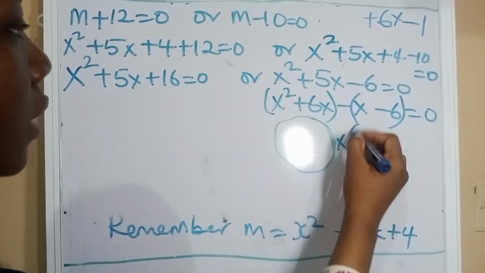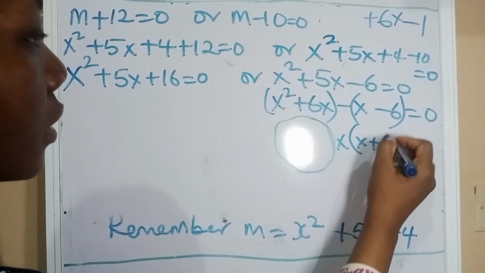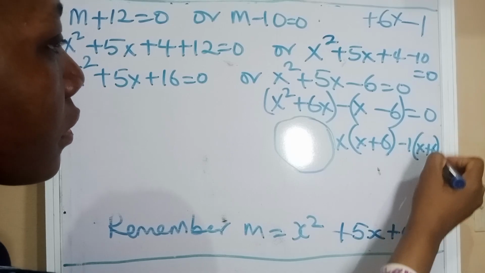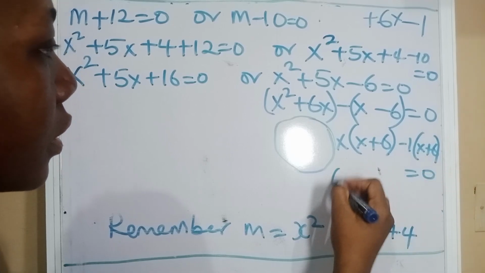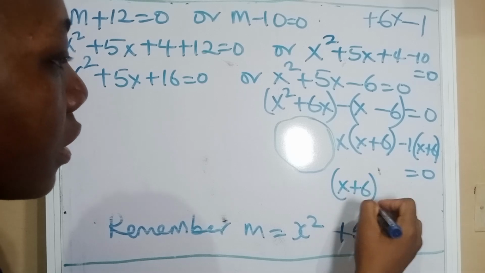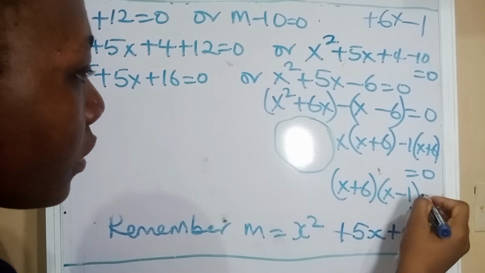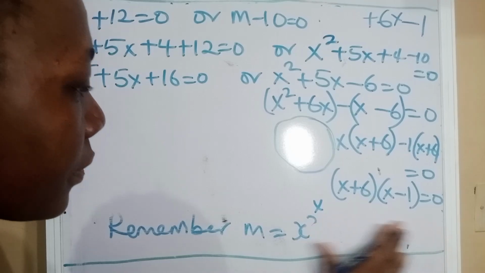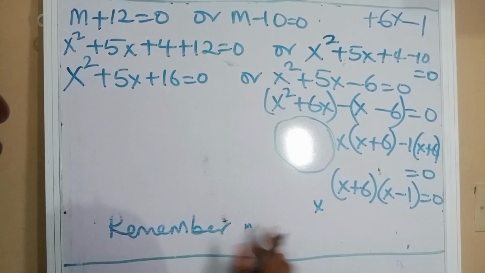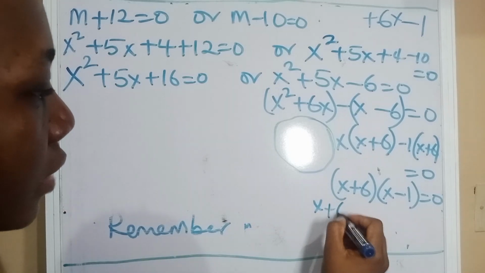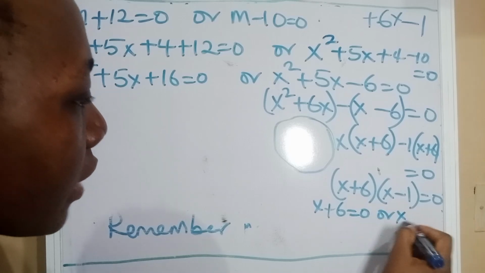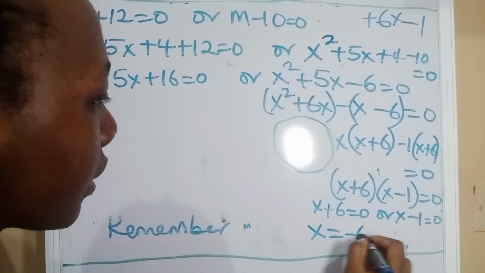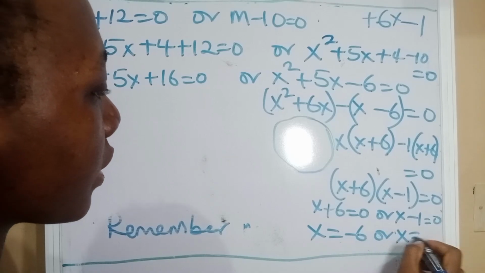This gives us x plus 6, minus 1, x plus 6 equal to 0. So this gives us (x + 6)(x - 1) = 0. And here we have two values for x: x plus 6 equal to 0, or x minus 1 equal to 0. So x is minus 6, or x is 1.